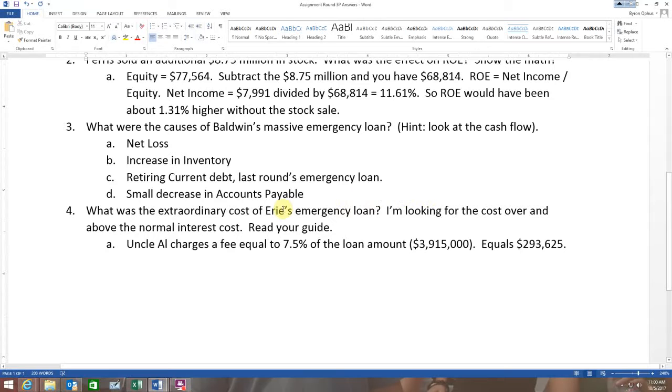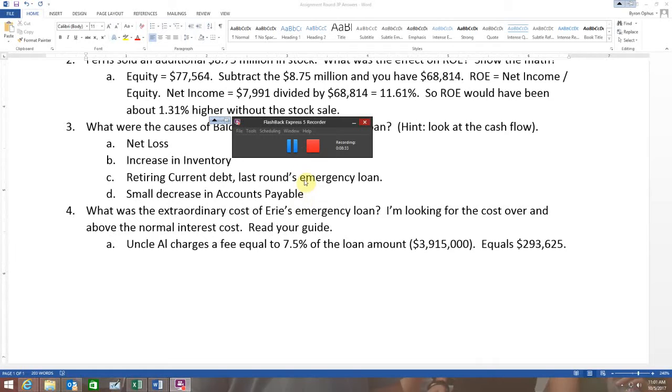What was the extraordinary cost of Erie's emergency loan? I'm looking for the cost over and above the normal interest cost. I said, read your guide. So this is Erie then, not Baldwin. But Uncle Al charges a fee. It says right in your guide of 7.5% of the loan amount, in addition to the regular interest charge. And the loan amount for them was $3,915,000. So just taking 7.5% of that, and you come up with $293,625. So that's it for the round 3P homework. Hope you all did well on that.